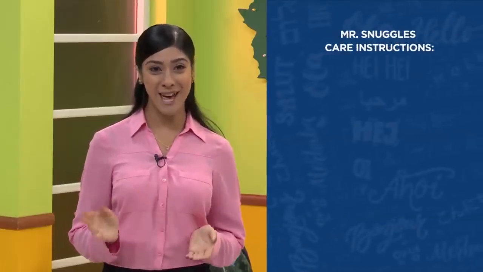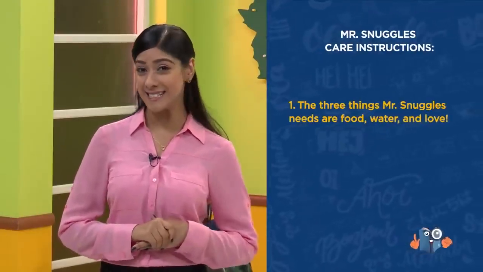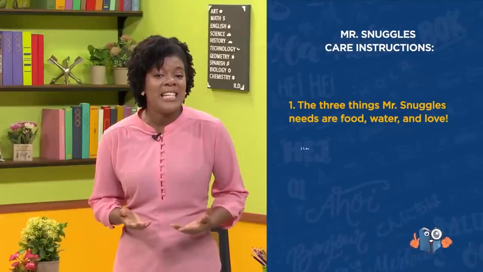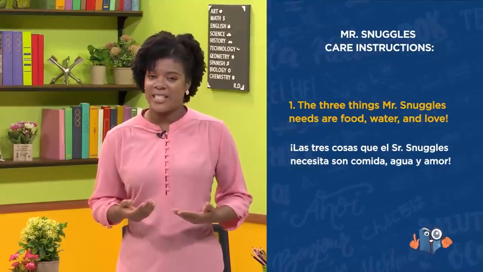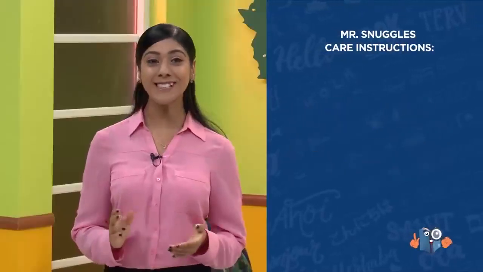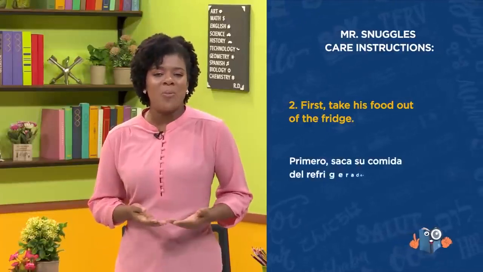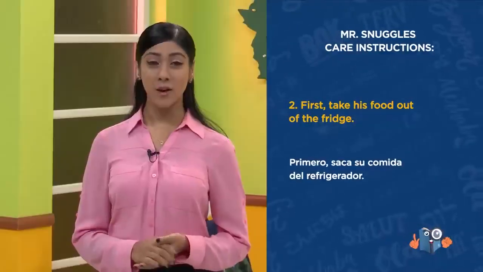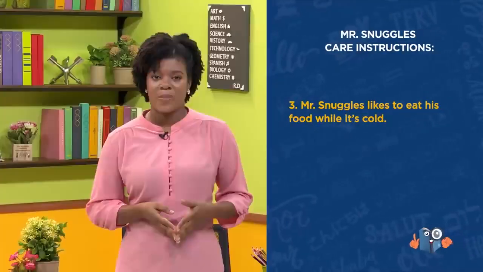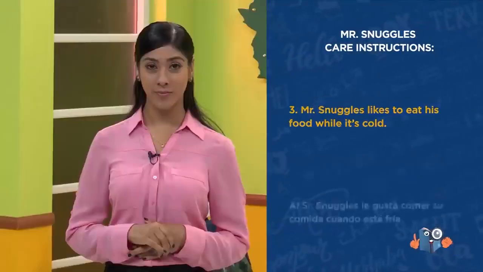Mr. Snuggles' care instructions. The 3 things Mr. Snuggles needs are food, water, and love. Las 3 cosas que el señor Snuggles necesita son comida, agua y amor. First, take his food out of the fridge. Primero, saca su comida del refrigerador. Mr. Snuggles likes to eat his food while it's cold. Al señor Snuggles le gusta comer su comida cuando está fría.